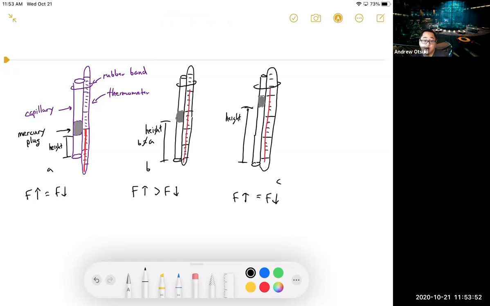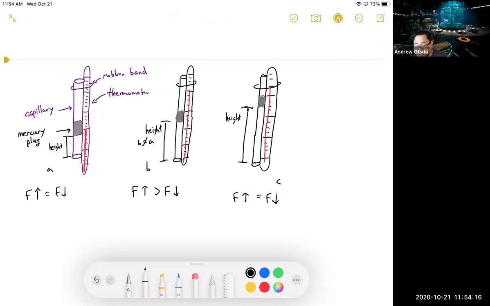Okay, so you can see from A, as we go to C, if we increase the temperature, the volume, the space occupied by the gas, will increase, resulting in the plug being pushed upward in the capillary tube. So this is the particulate view of Charles' law.